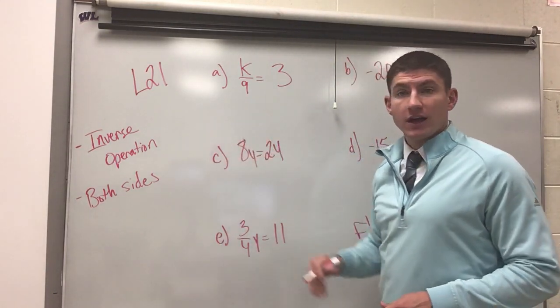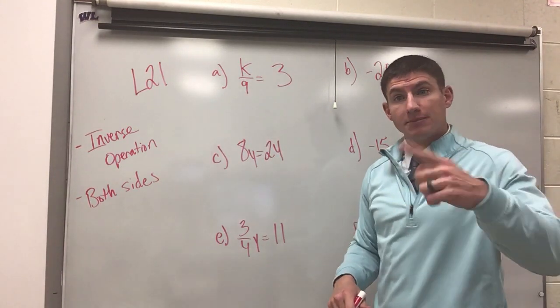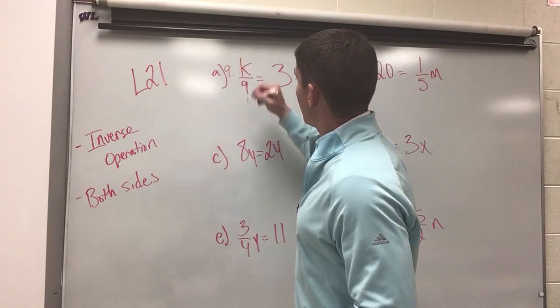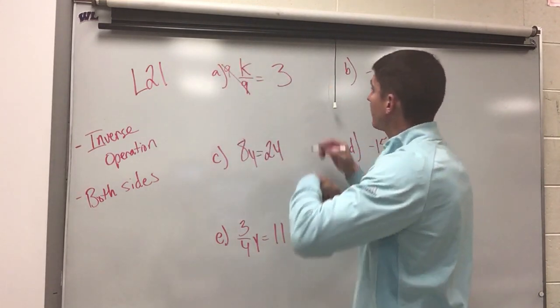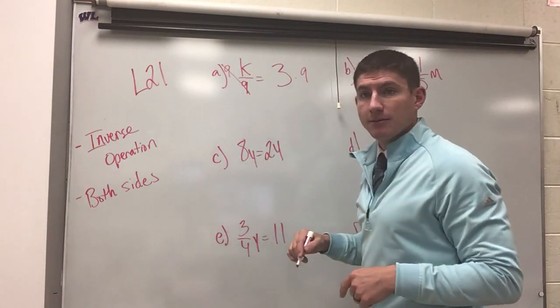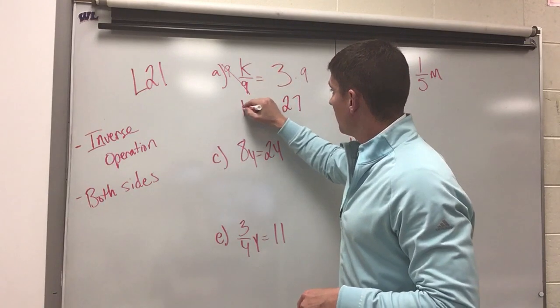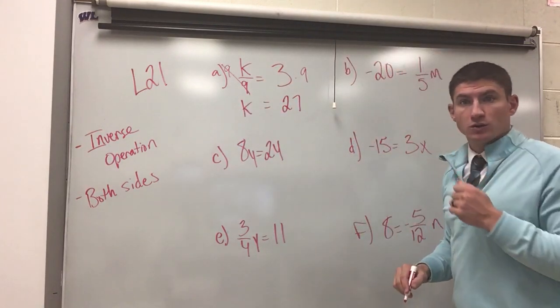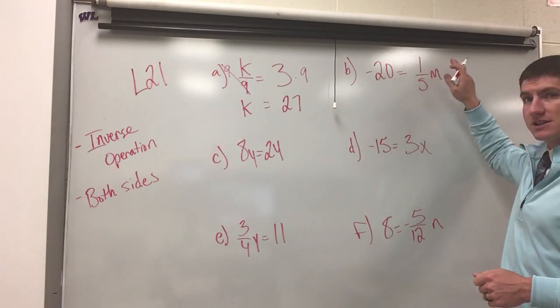Take a look at letter A. We've got k divided by 9. If it says divided by 9, I know I need to do the opposite of that. So we're going to multiply by 9. Those two things would cancel. If I multiply by 9 on one side of the equation, I multiply by 9 on the other side of the equation, I get 3 times 9. 3 times 9 is 27. What's left over here was k all by itself. K equals 27.